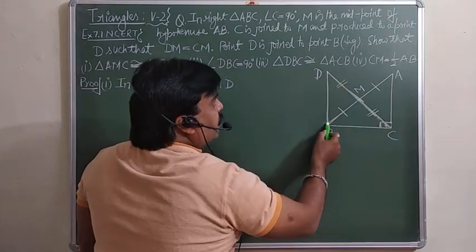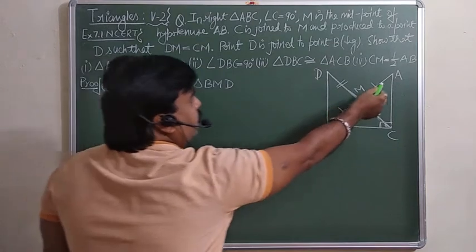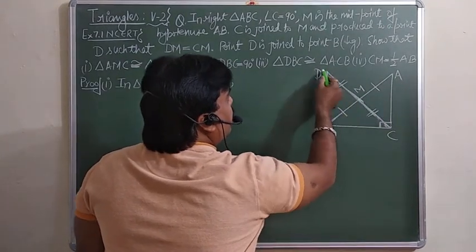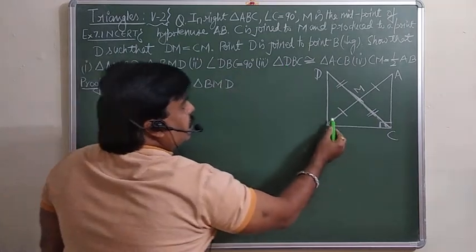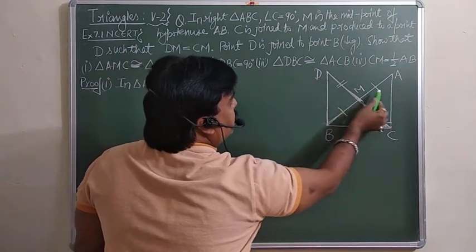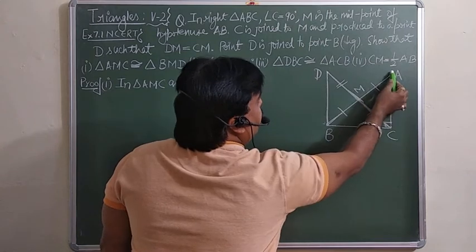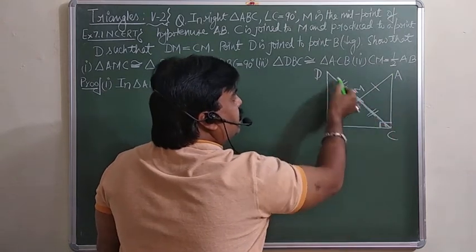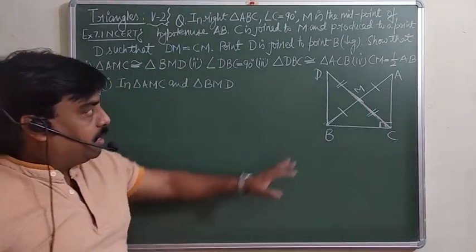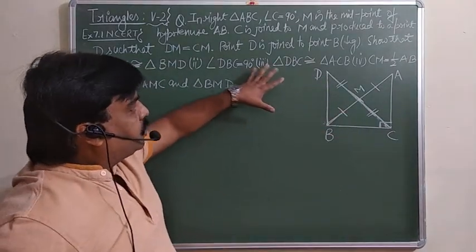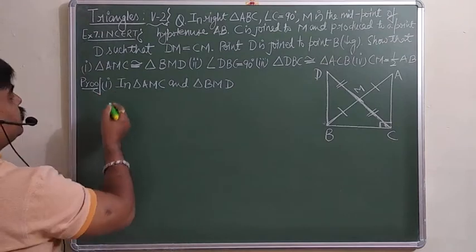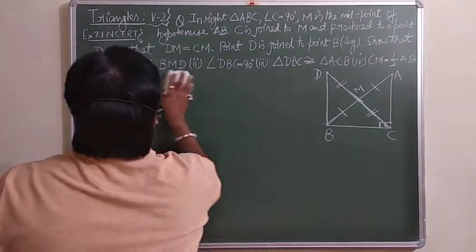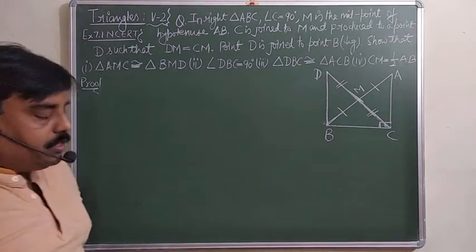Join DB, and we are supposed to prove that, first, triangle AMC is congruent to triangle BMD, and angle DBC is 90. Third, triangle DBC and triangle ACB are congruent, and fourth, CM is half of AB. So the information which is given here, you must write down first.